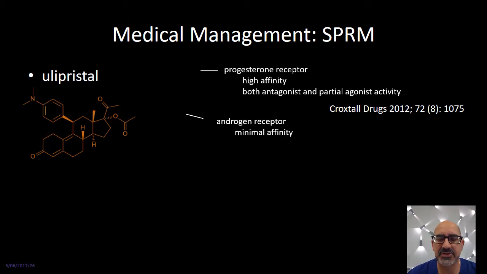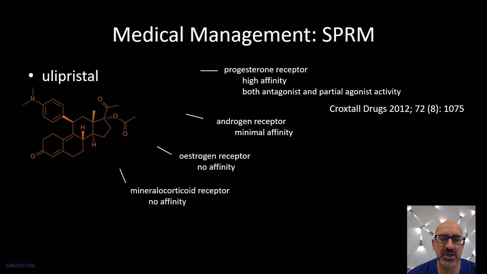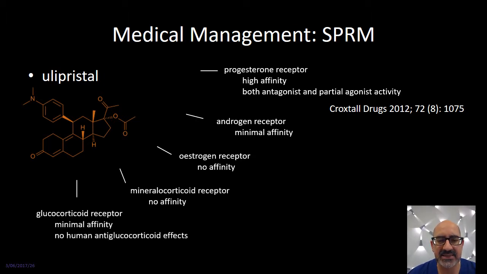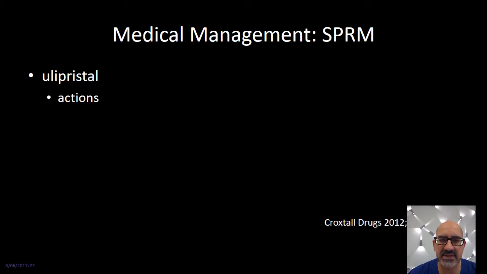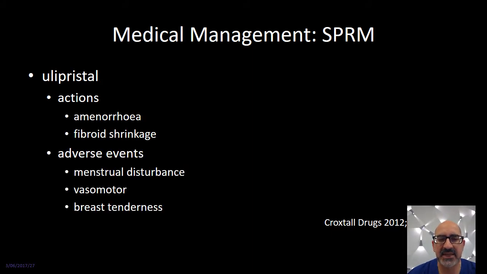It binds to the androgen receptor with minimal affinity, to the estrogen receptor there is no affinity, to the mineralocorticoid no affinity, and it does have some binding to the glucocorticoid, but there are no significant human effects as a result of this. Its actions are leading to amenorrhea and fibroid shrinkage, and it does cause menstrual disturbance. There are some vasomotor changes, and some women complain of breast tenderness, though overall this medication is very well tolerated.